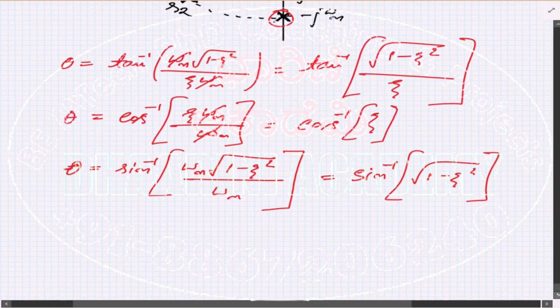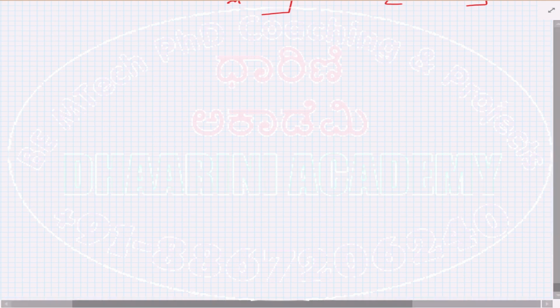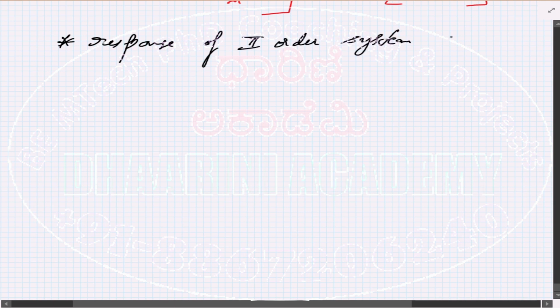Okay, now let's go to the different conditions. So let us consider a situation wherein we are going to consider the first case. We are going to look at the response now. Okay, so this is the first response of a second order system to step input.